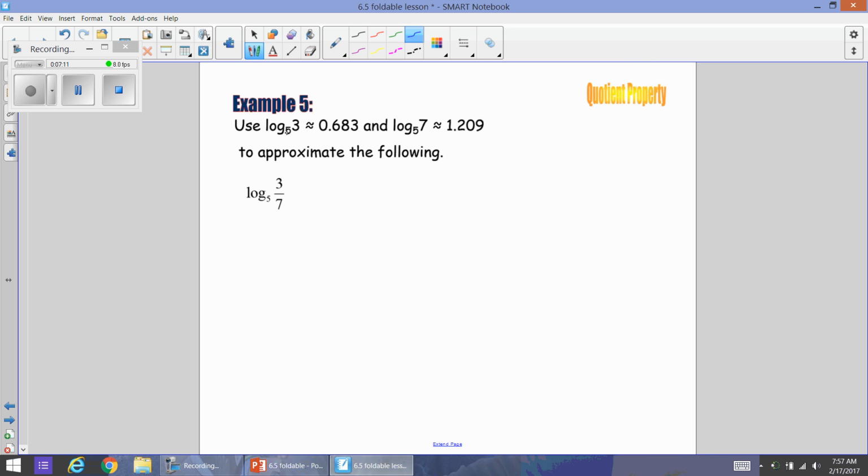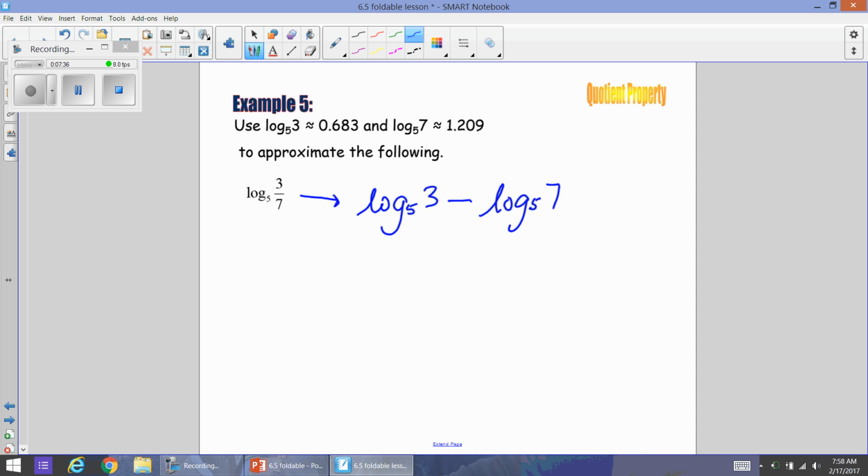They give us the log base 5 of 3 and the log base 5 of 7. But this time they're asking us to approximate log base 5 of 3/7. We say to ourselves, hey, that's division. So if it's division, I know it's going to be the log base 5 of 3 minus log base 5 of 7.